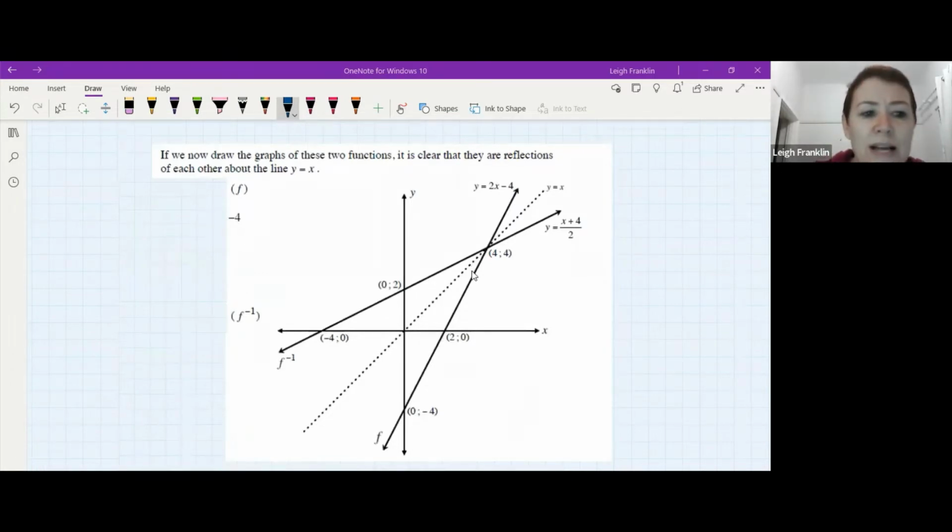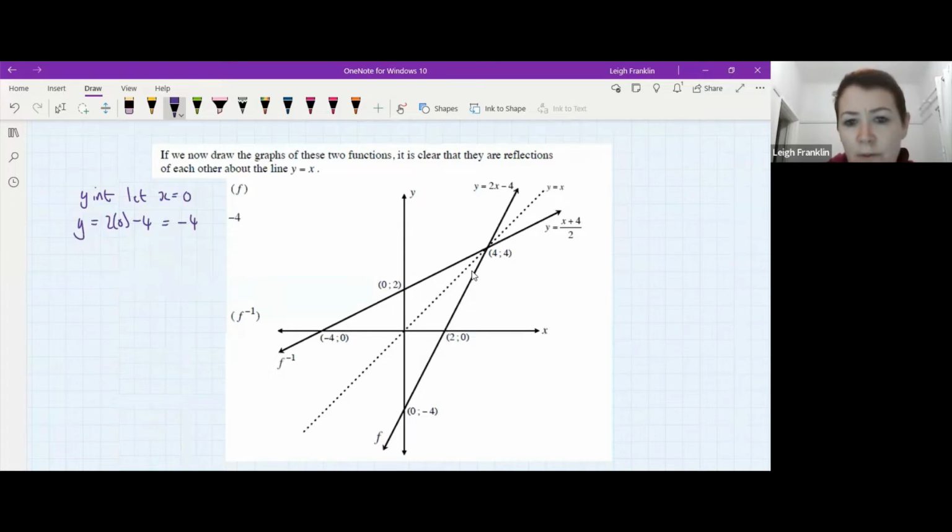If we wanted to sketch this graph, we want to work out what its y-intercept is. Remember, for the y-intercept, you don't have to write this; I'm just writing this to be thorough for you. We're going to let x be equal to 0. So we would say y equals 2 times 0 minus 4, and that would be equal to negative 4. So our y-intercept is 0 and negative 4.